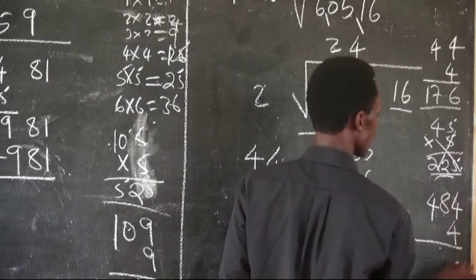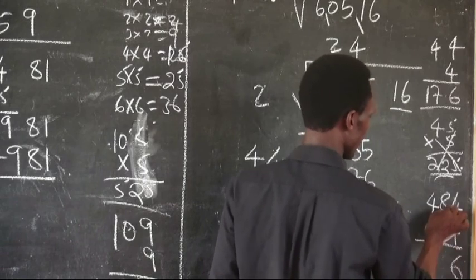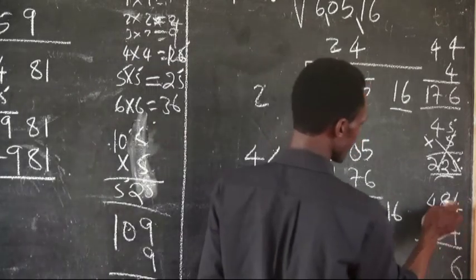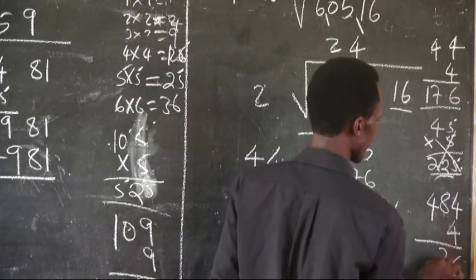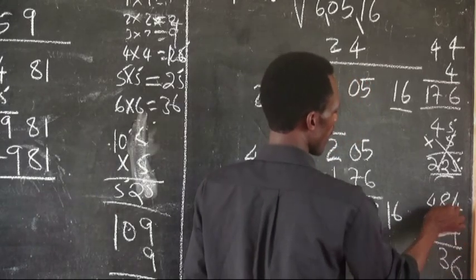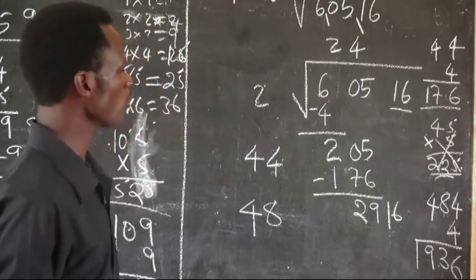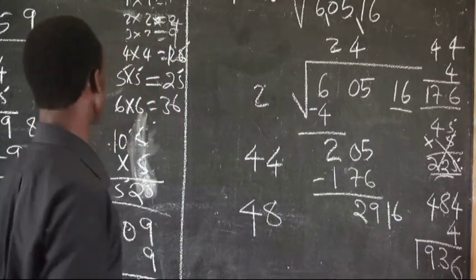Then this 4 times 4, 16. Now 4 times 8, it is 30. It is 32. Now plus 1 is 33. Now here it is 20. No. It is 16. Plus 3, it is 19. Now that is impossible. Now, you look for the other number. You look for the other number.